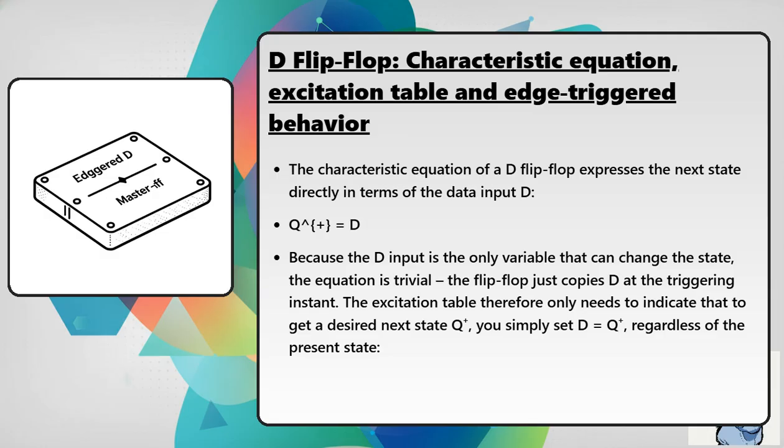The excitation table therefore only needs to indicate that to get a desired next state Q+, you simply set D equal to Q+, regardless of the present state. Present Q0, next Q0: D0. Present Q0, next Q1: D1. Present Q1, next Q0: D0. Present Q1, next Q1: D1.